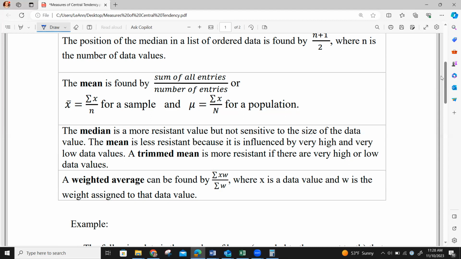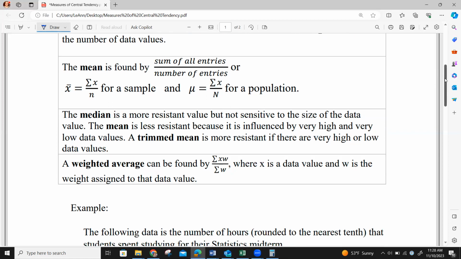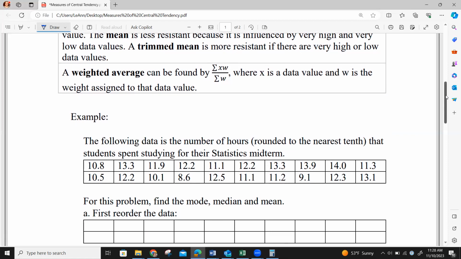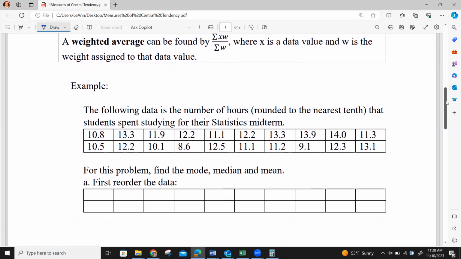We did sometimes talk about how you could do GPA this way, and in that case, the sum of the W's would be the sum of your total credits. So sometimes you do have something to divide by. It just depends on if they've given you the information in percent form or not. So let's first look at just doing a basic mean, median, and mode, and then a trimmed mean, and then we'll look at an example of a weighted average.